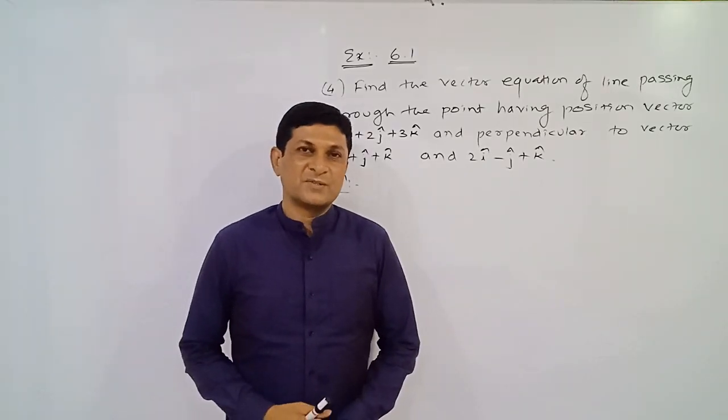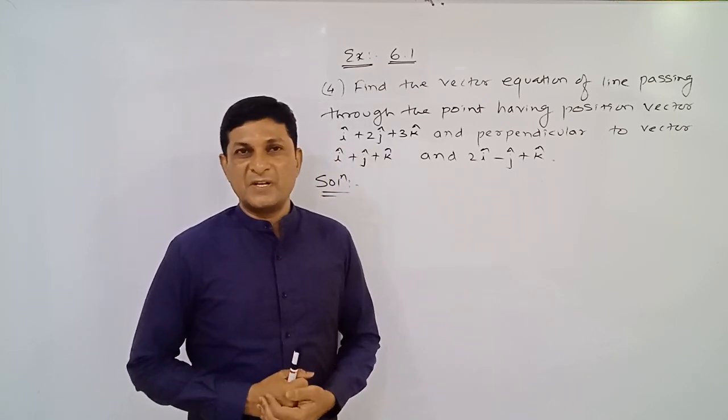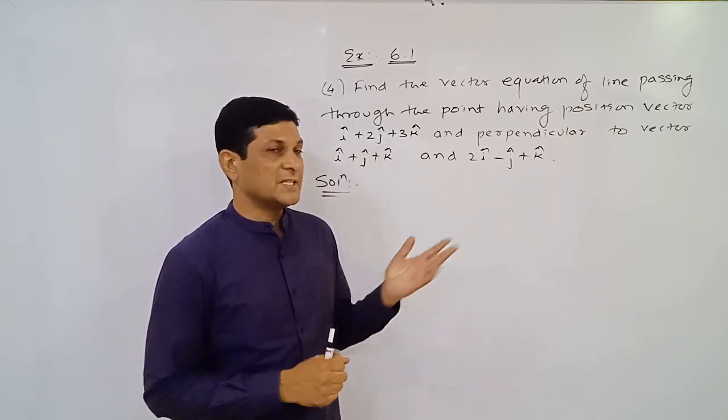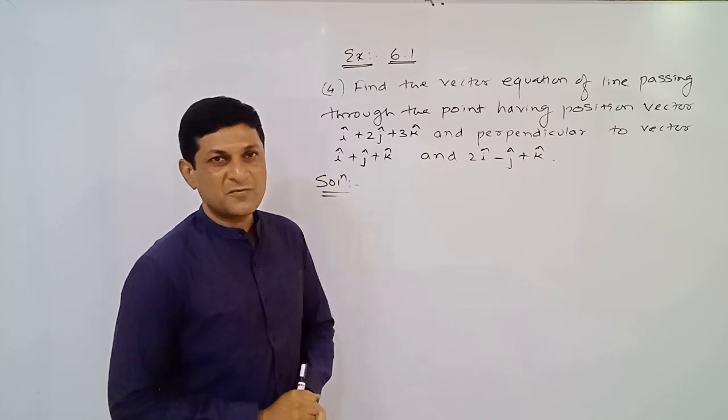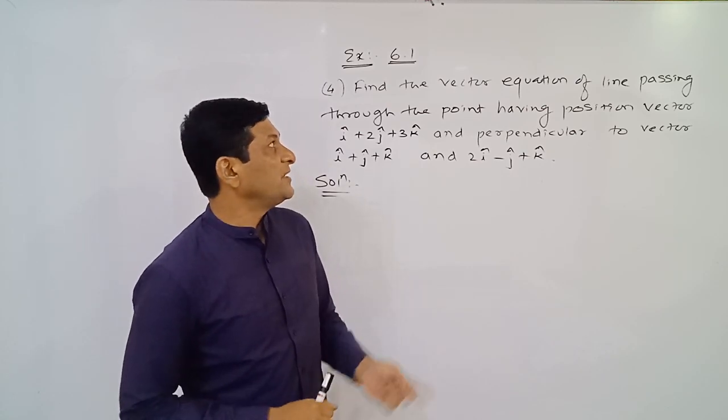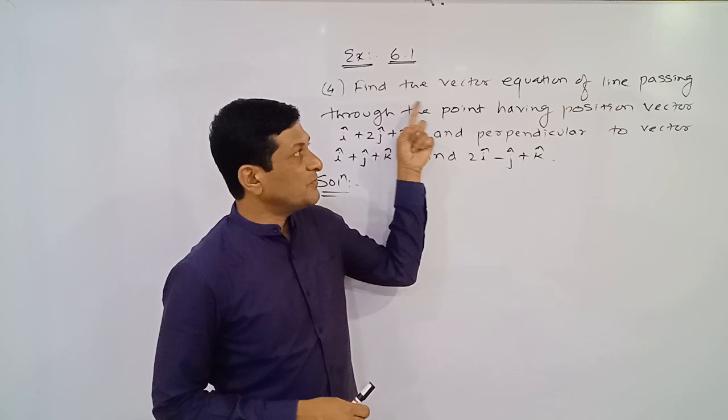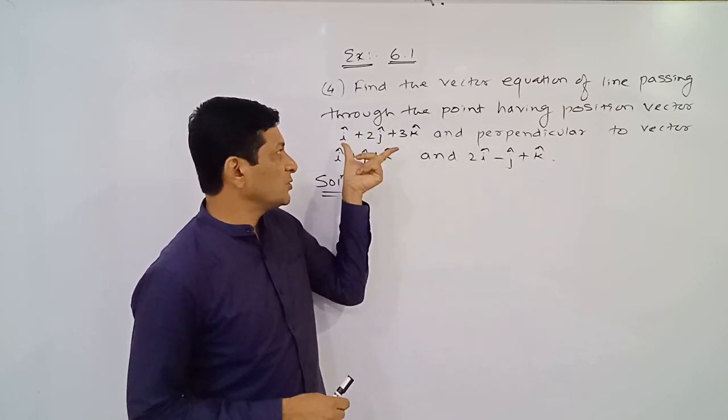So, hello friends, now we are starting next example number 4 from this exercise. In the last video, we have completed first 3 examples. So, observe the condition in the next example. We have to find out vector equation of line passing through this point.